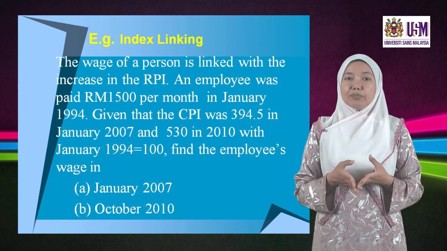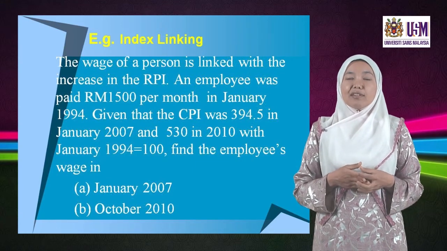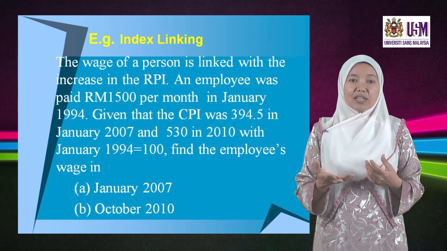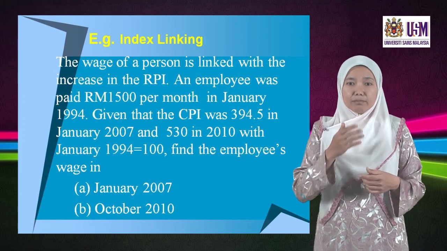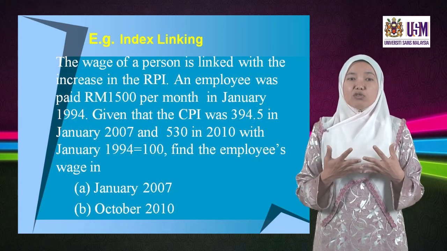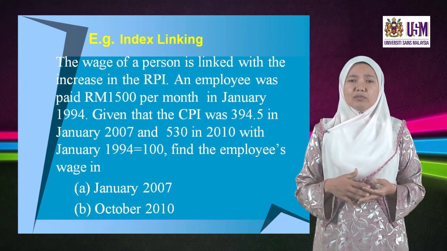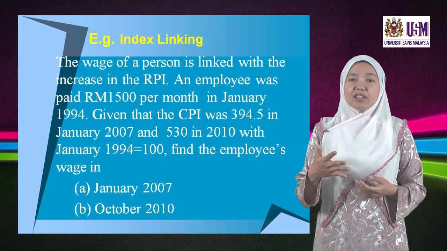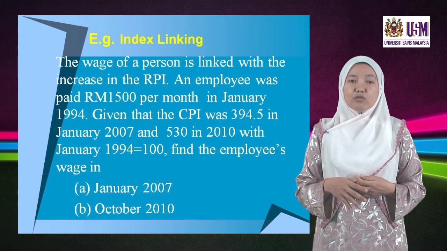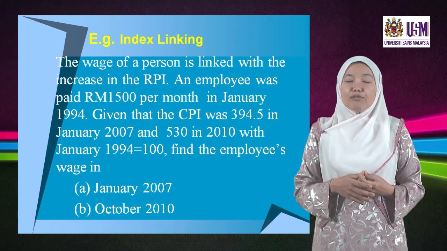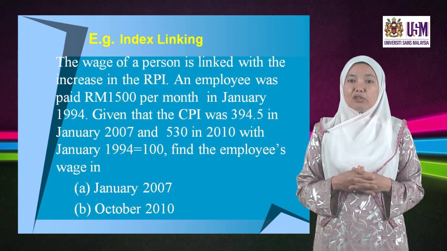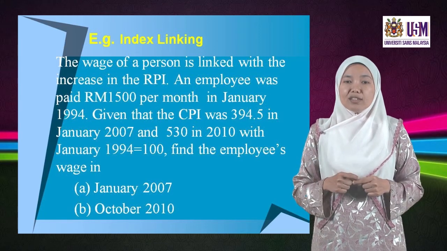Let's look at one short example on the usage of index linking. You are given the information that the wage of a person is linked with the increase in the RPI or the CPI. An employee was paid 1,500 ringgit per month in January 1994. Given that the CPI was 394.5 in January 2007 and 520 in October 2010, with January 1994 equal to 100, find the employee's wage in January 2007 as well as October 2010. How are you going to do this? We are going to see that now.